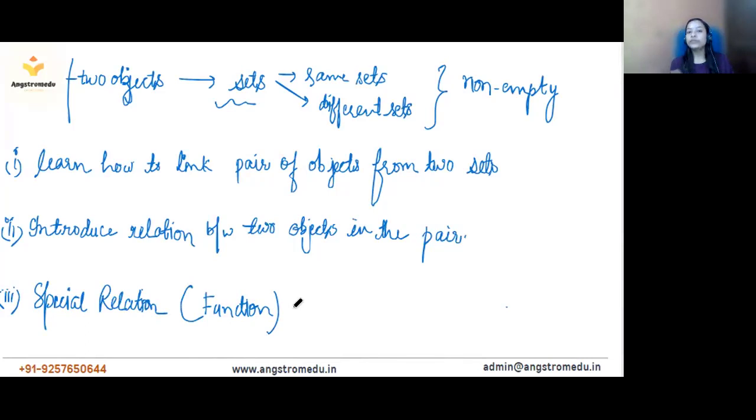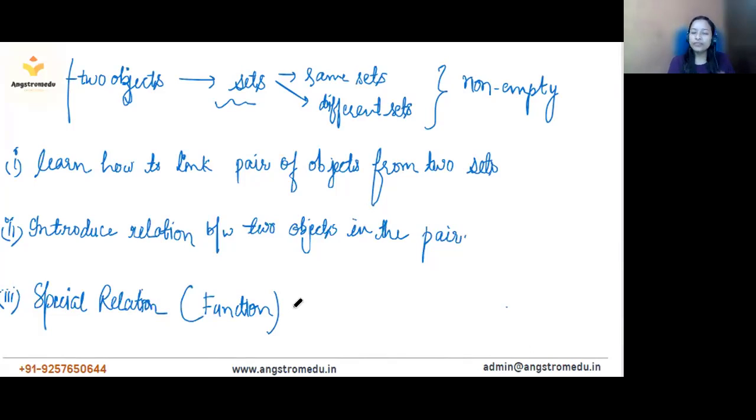What we are doing is, first we had the elements. We grouped them into sets. Now we have so many sets. Now we are linking them. We are making pairs of the elements in the sets. Then we will try to find if there is any relation between the elements which are in a pair.